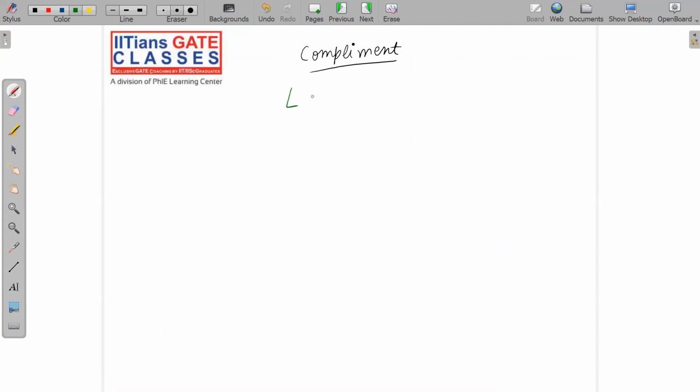See, if L is regular, how can you say that L complement is also regular? Very simple. If L is regular, then we will have a DFA accepting it. And L complement means what? I'm using the word same: DFA, NFA and so on. Actually, they both have the same power. DFA and NFA both have the same power.